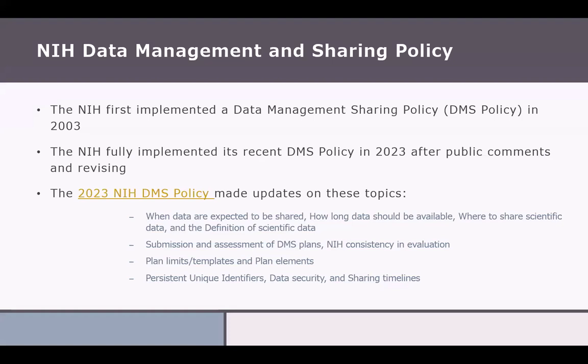So a quick recap, the first data management sharing policy was released about 20 years ago. And in the intervening years, the NIH has released other data policies before finally implementing this 2023 DMS policy. It's linked here to read in more detail, but I've also listed loosely the topics that are covered here, mostly about how data is expected to be shared, how long it should be available, where to share it, and the definition, submission and assessment of DMS plans and how the NIH will evaluate them, plan templates, elements, and limits, and other topics like persistent unique identifiers like ORCIDs, data security, and sharing timelines.